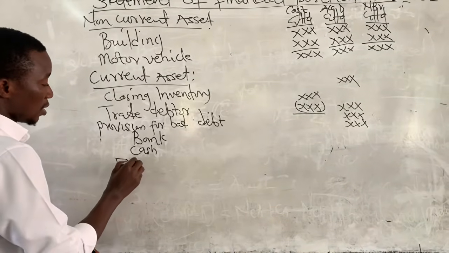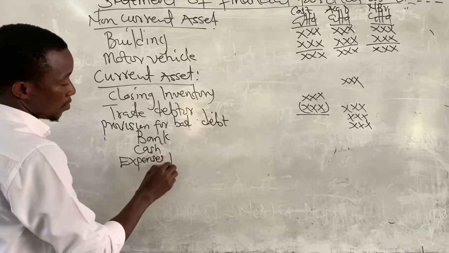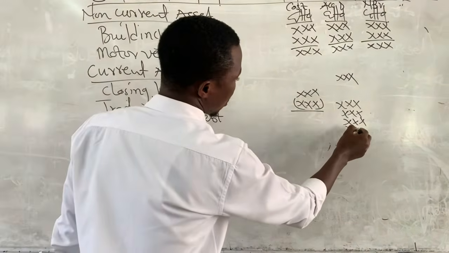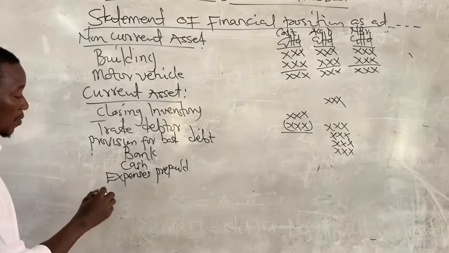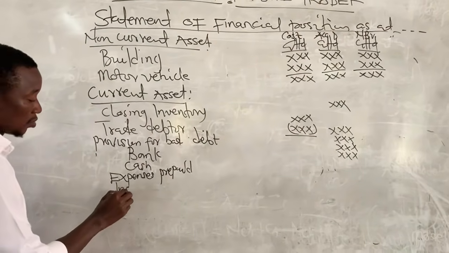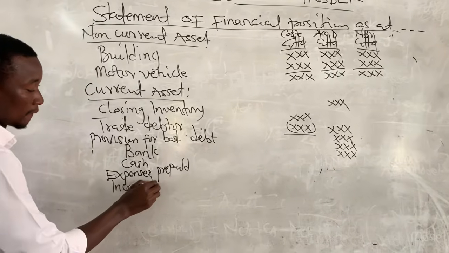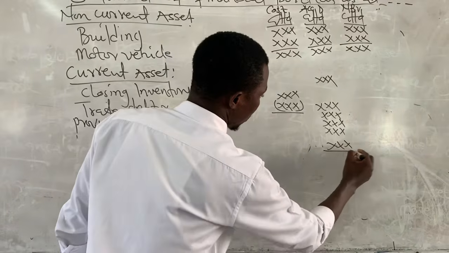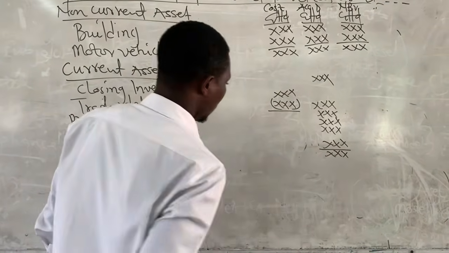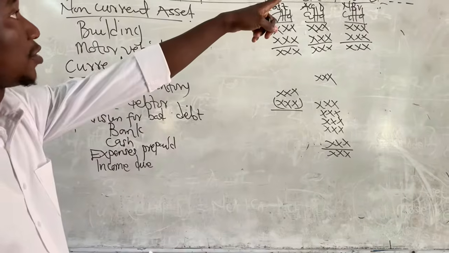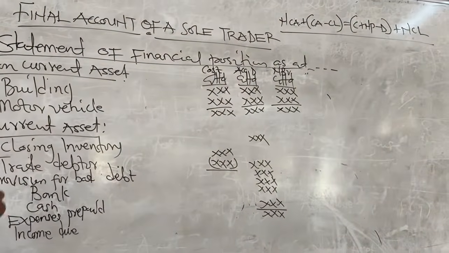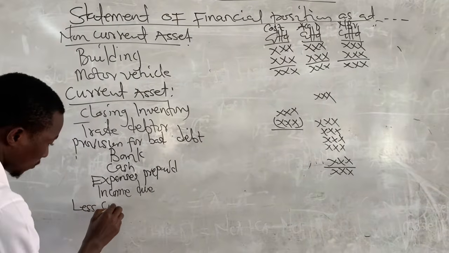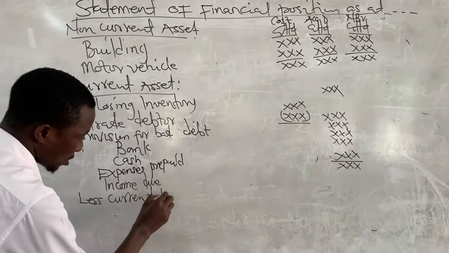So any expenses prepaid, you add it. If there is any income accrued or income due, you add it. Let's say that is all, then we sum it up. After that, we are following the format, so we are going to less our current liabilities. So we have less current liabilities.